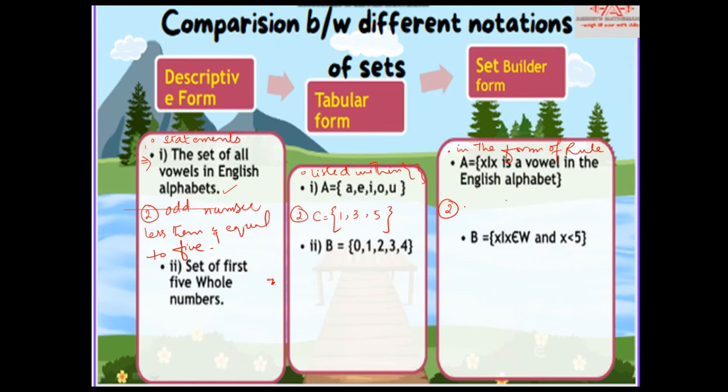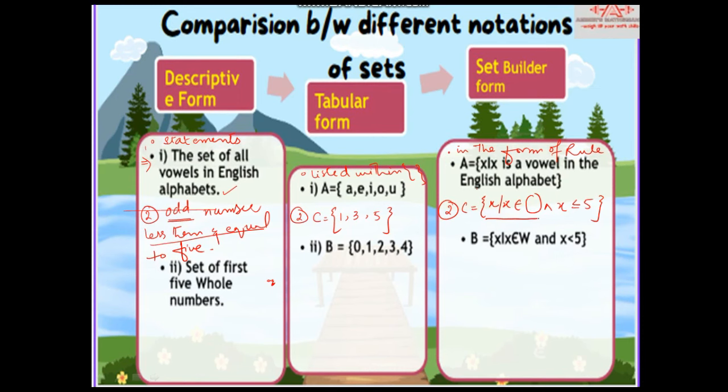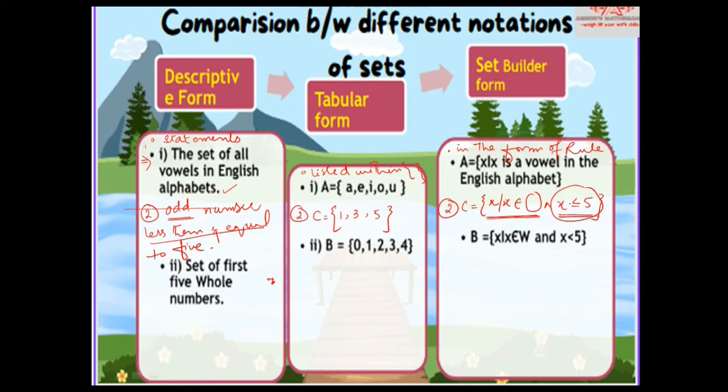And now in set builder form we have to write it as x such that x belongs to, this is belonging, odd number, so we are denoting odd number by O, and x is less than or equal to 5. So this is its belonging part and this is its range. It tells us from where to where we can write.